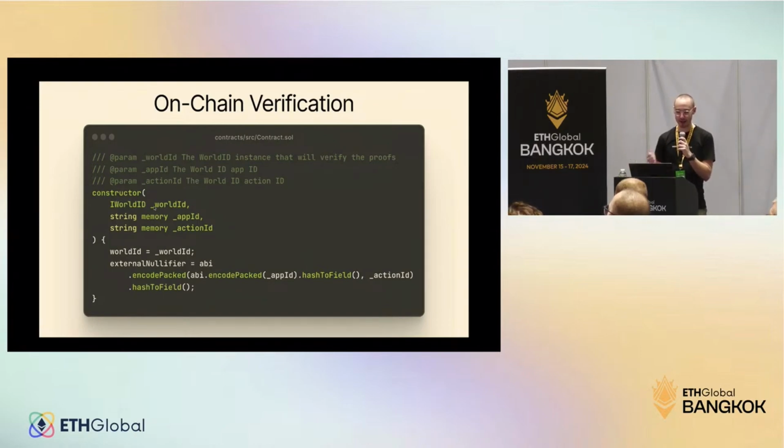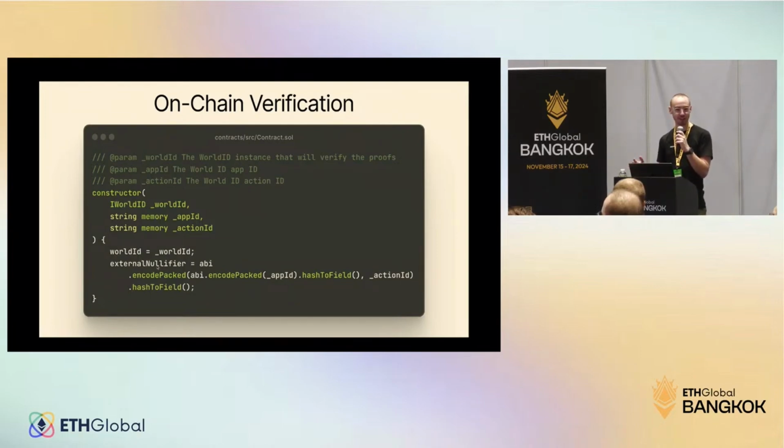In your constructor, you'll pass in the address of the World ID router. You can find that in our documentation for World Chain. It is supported on other chains, but for mini apps, you can only use World Chain, so that's all I'll talk about here. And then you'll pass in the app ID and the action ID. So we'll have this World ID as just the instance of the World ID router contract.